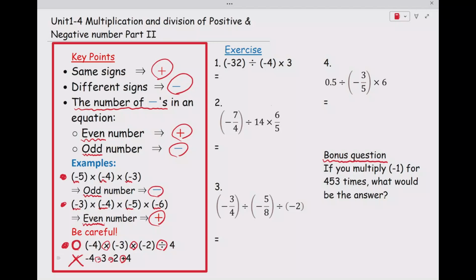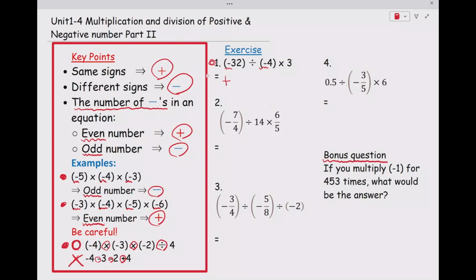Let's look at question number 1. -32 divided by -4 times 3. First, let's consider signs and numbers separately. First, the signs. As explained in the key point, let's count the number of negatives. If the number of negative numbers in an equation is an even number, then the sign of the answer will be positive. And if it is an odd number, then the sign will be negative. For this question, the number of negative numbers is 2. Therefore, the sign of the answer will be the plus.